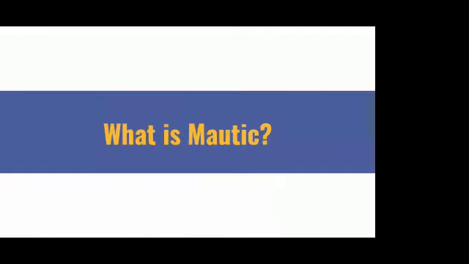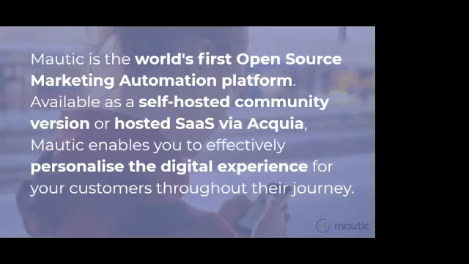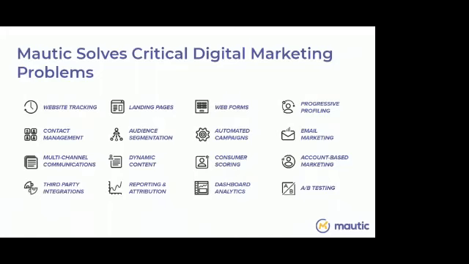In case anyone is joining us for the first time and is wondering what Mautic is all about, I will share with you now that Mautic is the first open source marketing automation platform. It's self-hosted, so you can host it on your own, although you can also use the software-as-a-service version through Acquia. It also helps you to have a personalized digital experience for whoever you are trying to reach out to, through their customer journey.